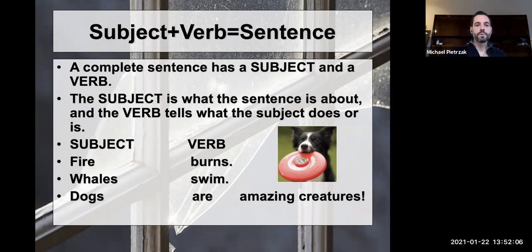So here, for example, fire burns. The subject is fire. Think of that as a tangible thing usually. And the verb is burns. That's the action that's happening, right? Your house is burning down. Whales, subject, swim, verb. Dogs are, that's the to be verb, right? They are amazing creatures, right? All right, carrying on here.